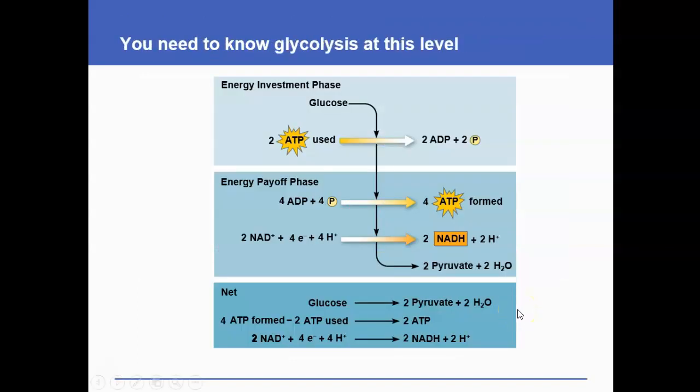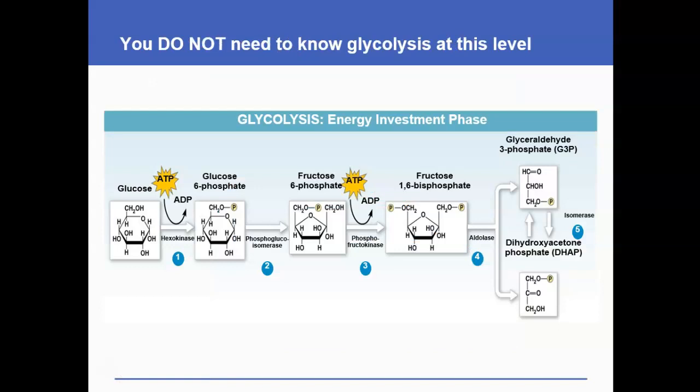So a different graphic showing the same thing, and this is again the level at which you need to understand glycolysis. In glycolysis, glucose is broken up into 2 pyruvate, and in doing so, 2 ATP are used, 4 are formed, net production of 2 ATP, and you produce 2 NADH molecules. So you don't need to know glycolysis at this level.